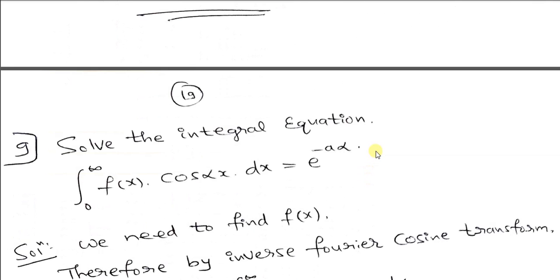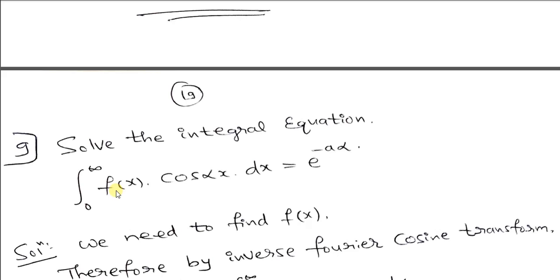In the same way, let's take one more problem. This is also similar to the previous problem. We have to solve the integral equation. What do we mean by integral equation? The meaning is very simple. Here we have one unknown function, f of x. When you multiply f of x with cos alpha x and integrate with respect to x from 0 to infinity, we get the answer as e power minus a alpha. Now our job is to find this unknown function f of x. This type of equation is called an integral equation. So now our challenge is to find the value of f of x.